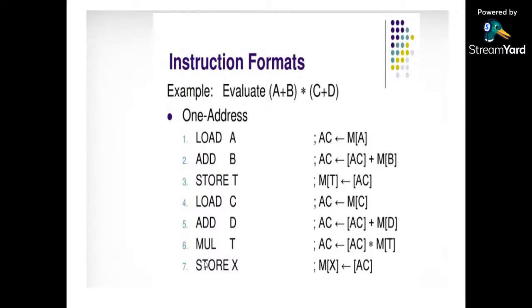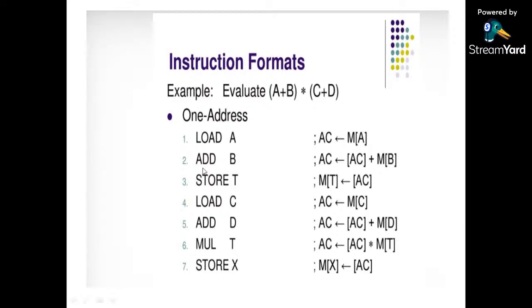Now coming to the one address instruction. As it is clearly visible, in one address instruction, the number of steps or number of instructions required is further increased to 7. So now we require 7 steps or 7 instructions to perform the same task. Let us try to understand how we are going to perform the same task if we are having one address instruction. So what we will do, we will give a command load A. Basically what is happening, the data from memory address A will be transferred to the accumulator.